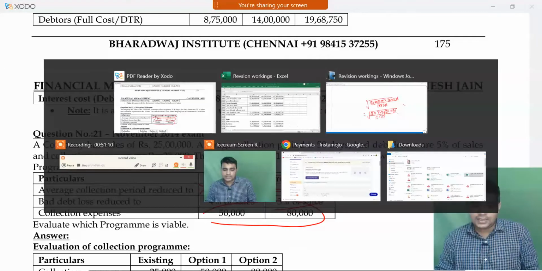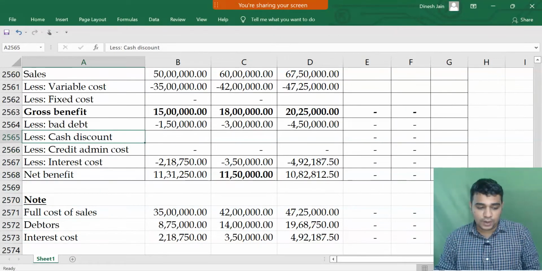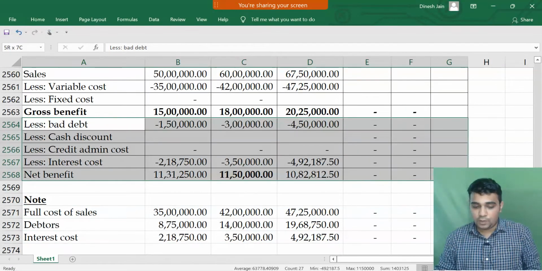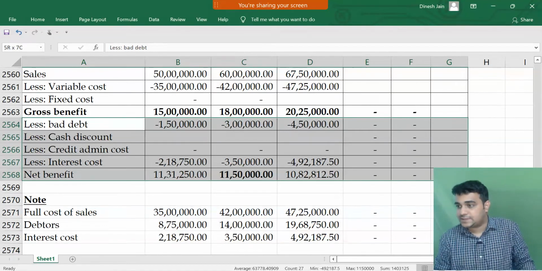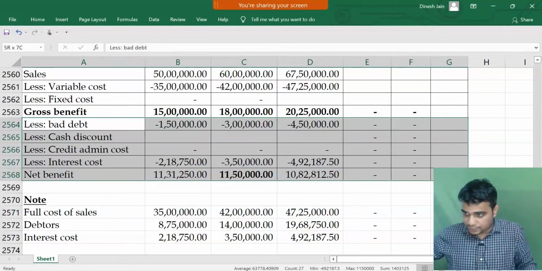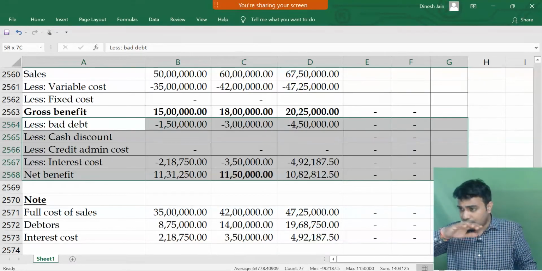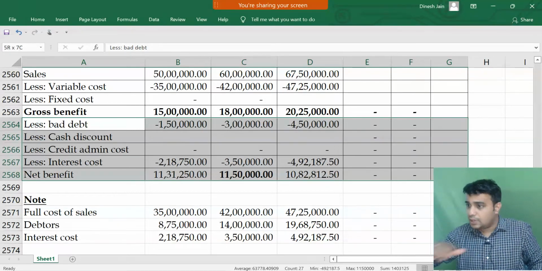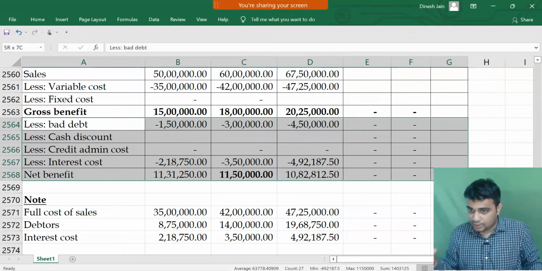I'm going to do it like the previous question, but we will do only this part. Only the costs are there. There are no benefits given in the question. Sales is there, but I don't know the cost of sales, and I don't want to capture it, because the sales is going to remain the same for all the options. Your variable cost of sales will remain the same for all the options. Gross benefit will remain the same for all the options. So this is the problem.